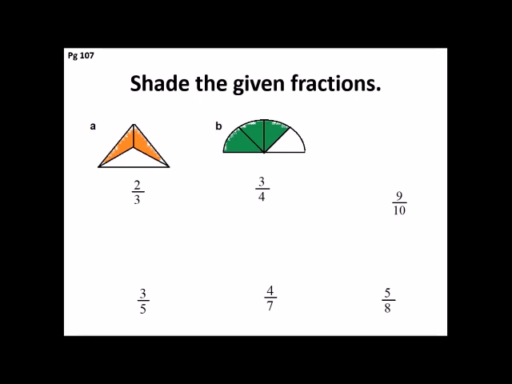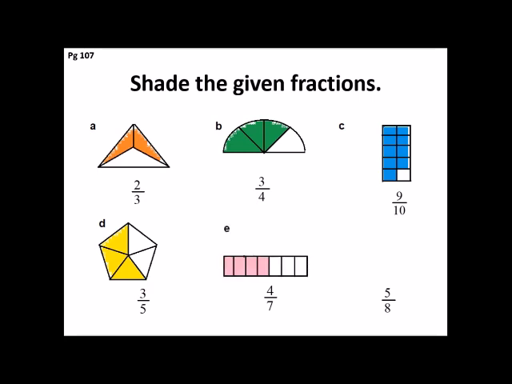In C part, a rectangle is divided into 10 equal parts, and out of 10 equal parts, 9 parts are colored like this. Now rest of the parts would be done by you, and tally your answers with my answers. Here comes the D part. Now E part, and then F part. Well done.